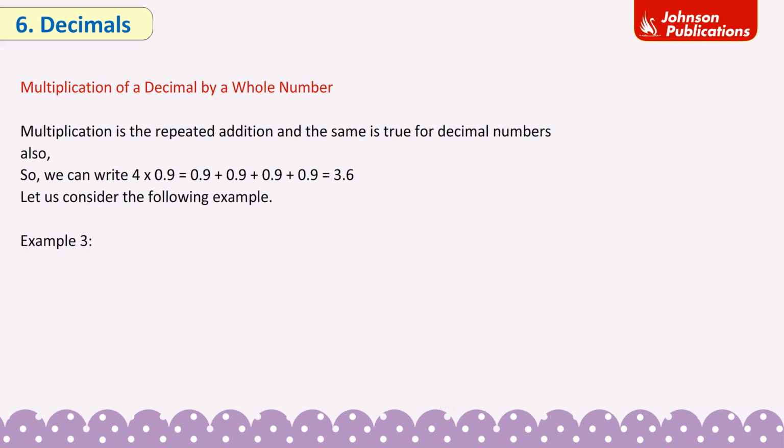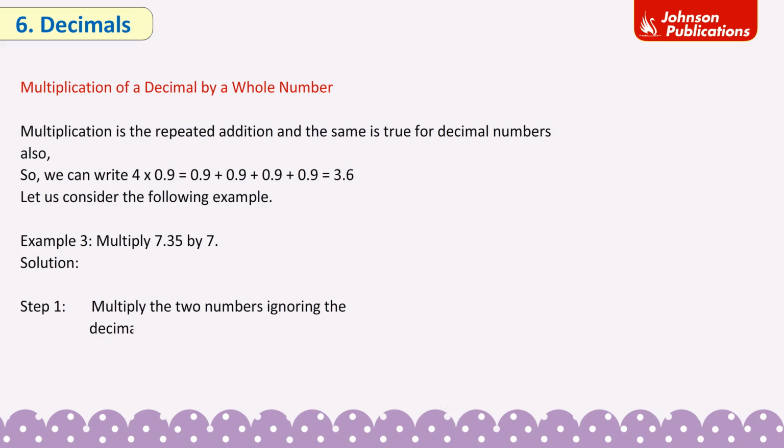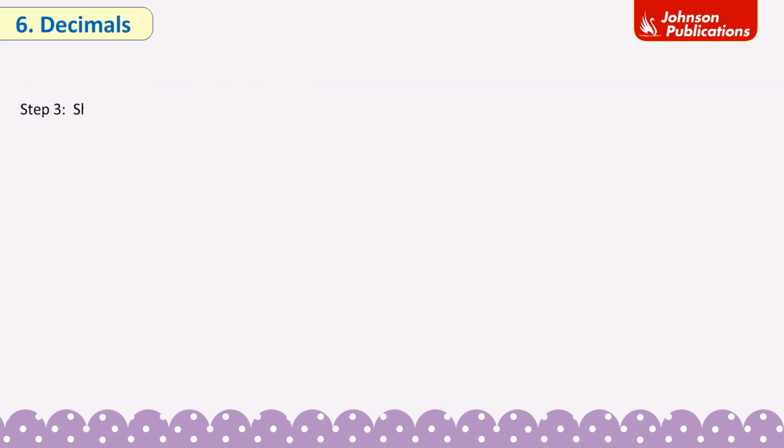Example 3. Multiply 7.35 by 7. Solution. Step 1. Multiply the two numbers ignoring the decimal point. Step 2. Count the number of decimal places in the factors. Step 3. Show the number of decimal places in the product.